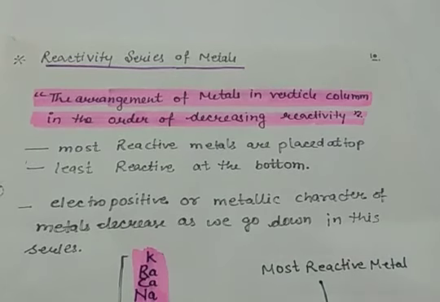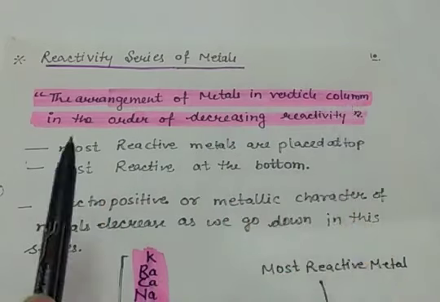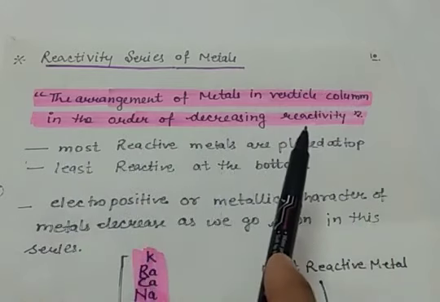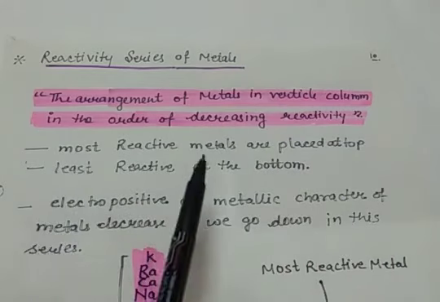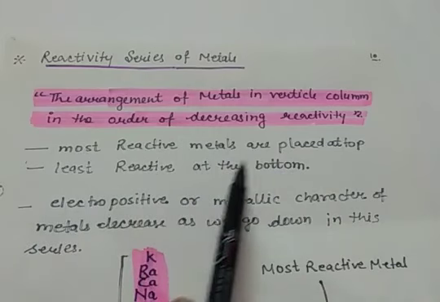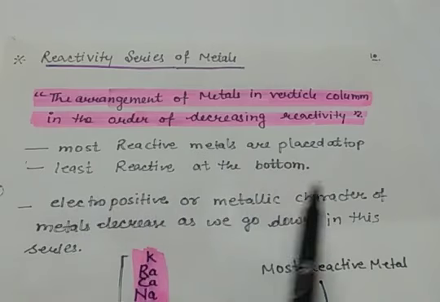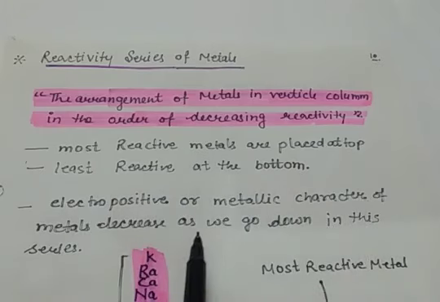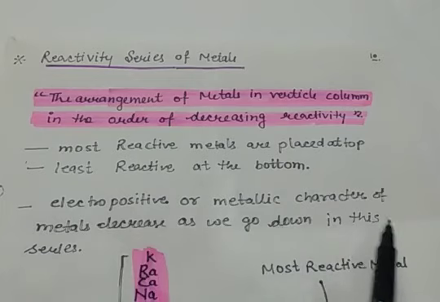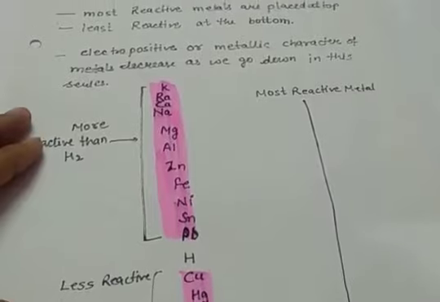So the first topic is reactivity series of metals. Reactivity series is the arrangement of metals in the vertical column in order of their decreasing reactivity. Most reactive metals are placed at the top and least reactive metals are placed at the bottom. Electropositive or metallic character of metals decreases as we go down in this series. So you can look at the series.